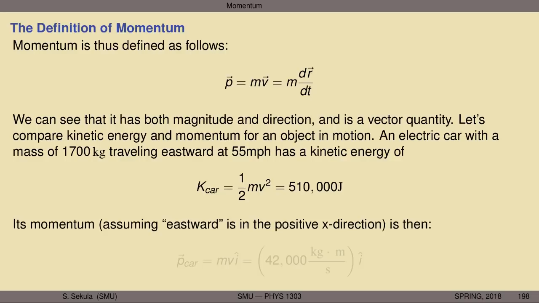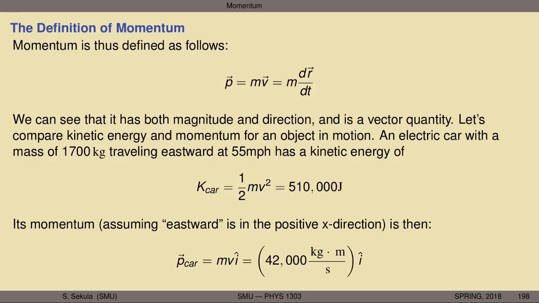Now, what's the momentum of the car? So let's define that eastward is along the x direction, in the positive x direction. So then we can write down the momentum of the car. The momentum of the car is the product of the mass and the speed and the direction in which the car is moving, which is the positive i-hat direction. So I need only put in m and v and I'll get a number out of this. And so this will help us to understand the units of momentum, which I've always found a little bit awkward, but it will also give us a sense of comparison between these things.